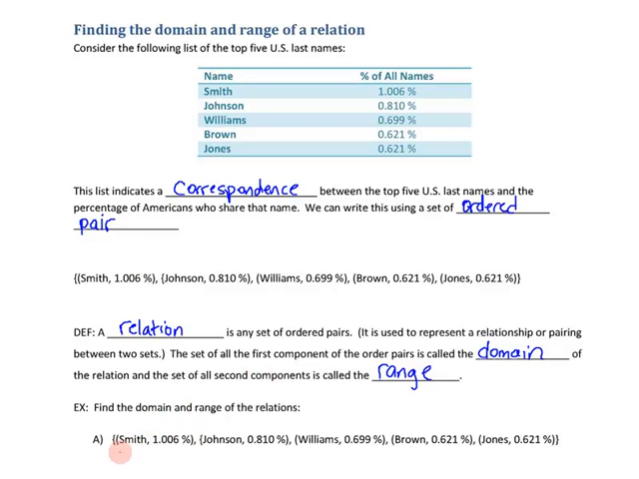So the domain, which I might denote as D for domain, is going to be the set of objects given by these first elements. So let's write that down. Smith, Johnson, Williams, Brown, and Jones. Okay? Now what about the range?